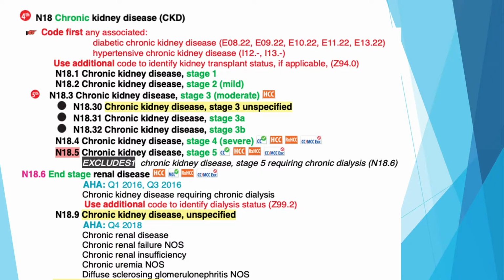Like I said, this is an update in the code set, getting more specification for stage 3, based on the GFR numbers, which we'll cover in a moment as well if you're not familiar with that. For stage 3, it split the long range of the GFR scale. So we have now N18.30 for CKD stage 3 unspecified, meaning you know it's stage 3, you know it's in that range, but you do not know if it is stage 3A or stage 3B. The new stage 3A is code N18.31, and our new stage 3B, as in Bravo, is N18.32.